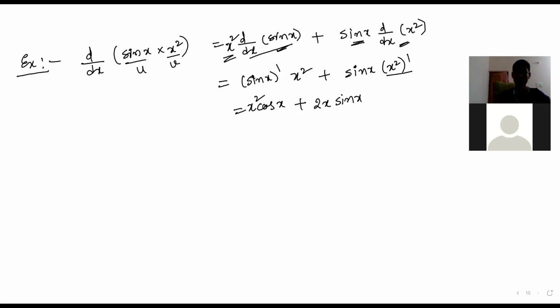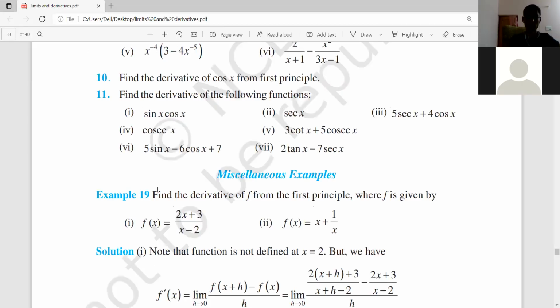Understood, sir. Like that, product rule also we will do. So here, derivative of the following functions. In this function sin x into cos x is there. What rule should you apply? It is the rule that we used right now. Exactly. Here direct.